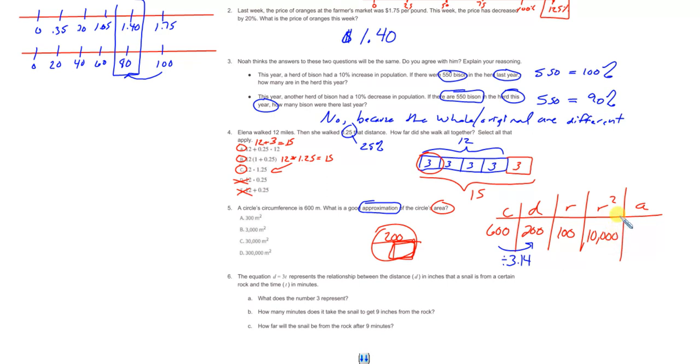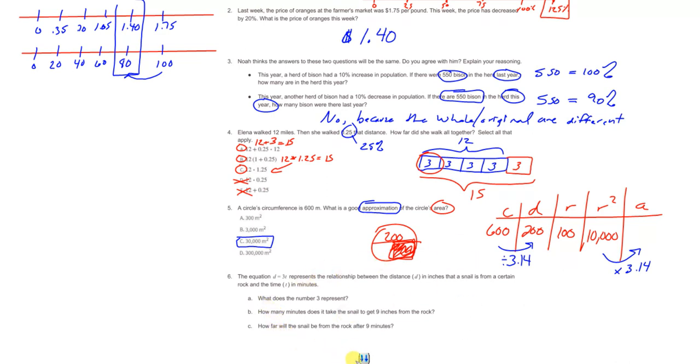And then to go from radius squared, it takes 3.14 of these squares to fill up the whole circle. That's our constant of proportionality to get from squared radius to area. So we just multiply by pi. But since we are trying to do an approximation here, I'm just going to do 10,000 times 3, and that's why I'm going to pick C, because that's 30,000. Now, you could find out exactly what it is. I think I did it earlier. It was like 28,000 and something, but it said approximation, so that's what I'm going to go with.